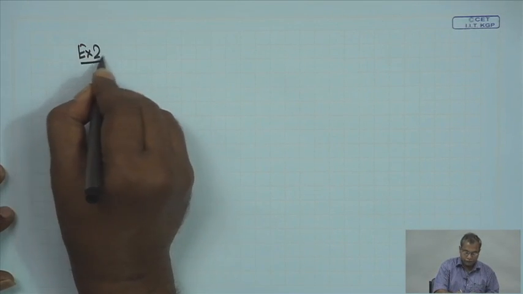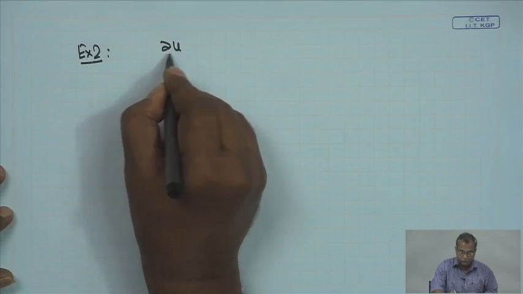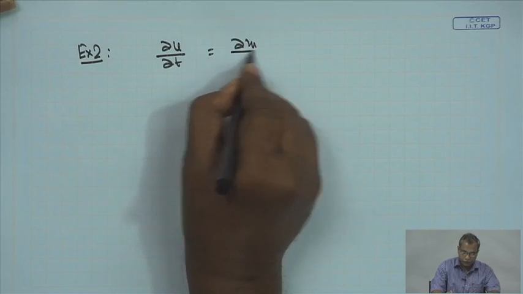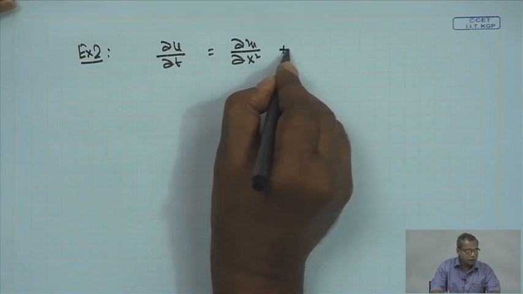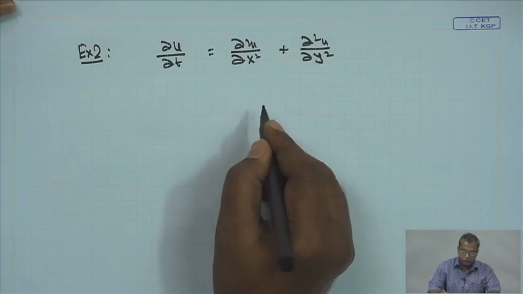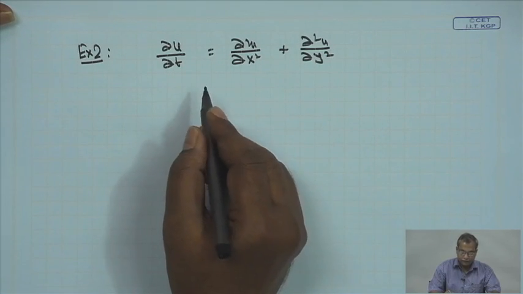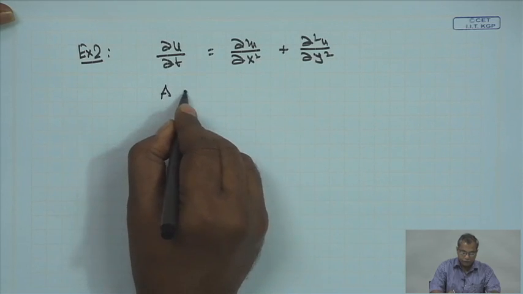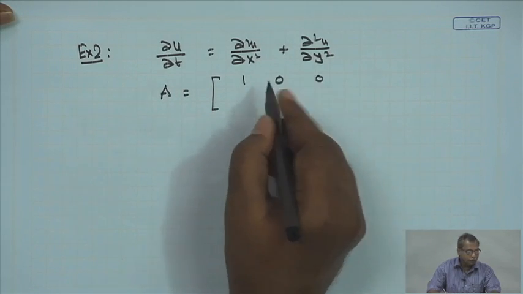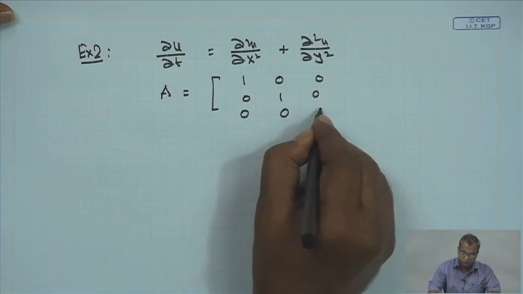That will be example 2. It will be ∂u/∂t is equal to ∂²u/∂x² plus ∂²u/∂y². If you recast the equation in the form that we have already discussed earlier, and then prepare the coefficient matrix, the coefficient matrix will be 1 0 0, 0 1 0, 0 0 0.